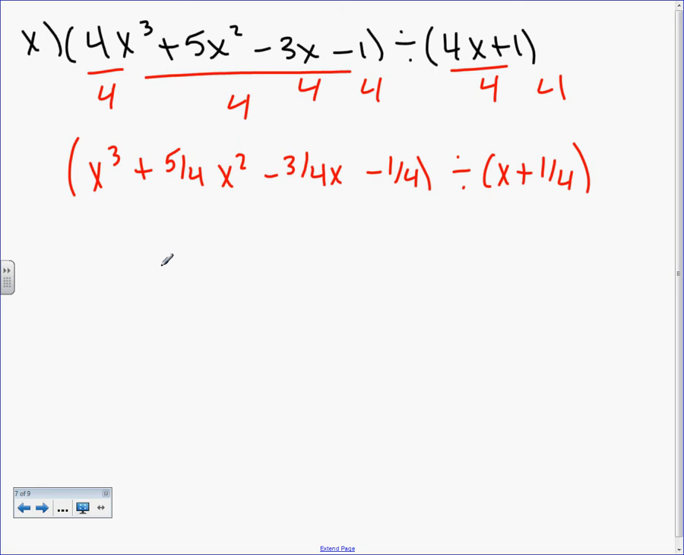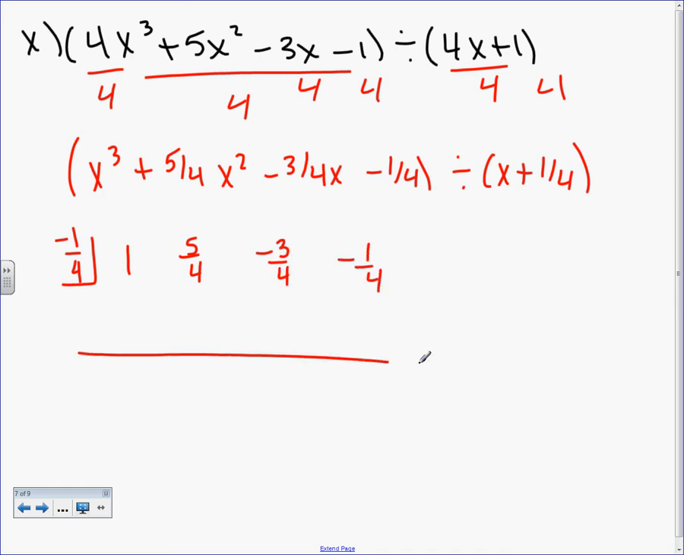What goes in the box? Negative 1/4. What goes behind the box? 1, 5 over 4, negative 3 over 4, negative 1 over 4. Is that okay? Drop the 1. What do I do with that? Multiply by the box. What do I get? Negative 1/4. What do I do? Add.